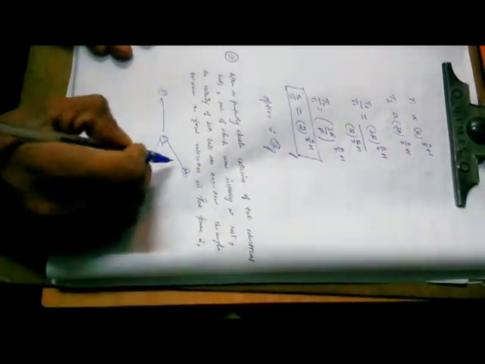So after collision, the balls will move. One ball will move in this direction, and one ball moves in this direction. The angle between these two balls is theta. We can take the angle of the first ball as theta 1, and the second ball as theta 2. Both of their masses are the same. This is after the collision.